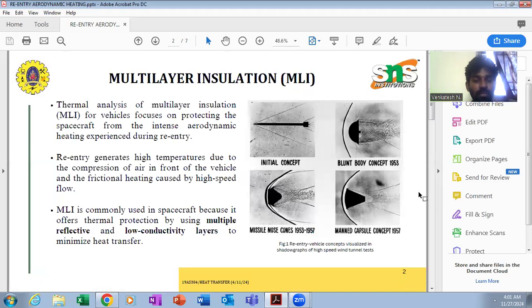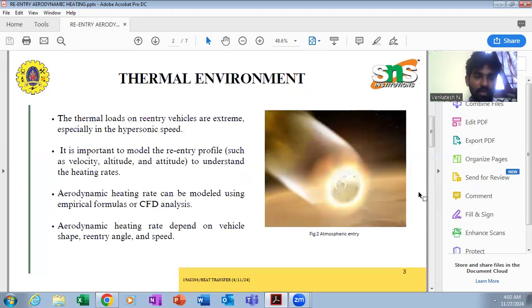First, we have to discuss what multi-layer insulation is. Thermal analysis of multi-layer insulation for a vehicle focuses on protecting the spacecraft from the intense aerodynamic heating experienced during reentry. Reentry generates high temperatures due to the compression of air in front of the vehicle and the frictional heating caused by high-speed flow. Multi-layer insulation is commonly used in spacecraft because it offers thermal protection by using multiple reflective and low conductivity layers to minimize heat transfer.